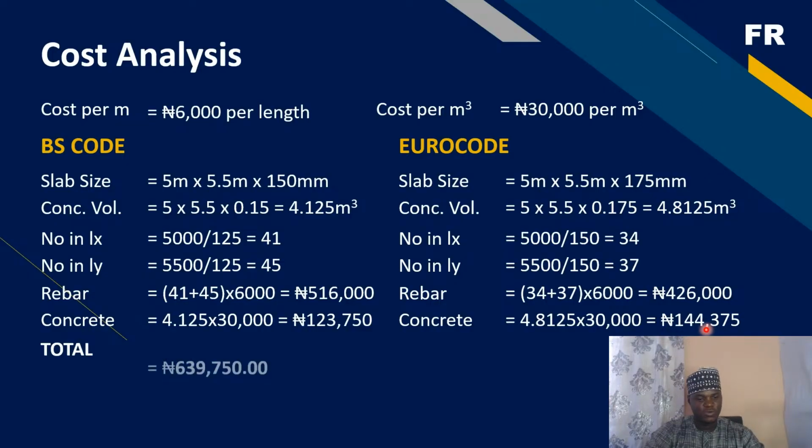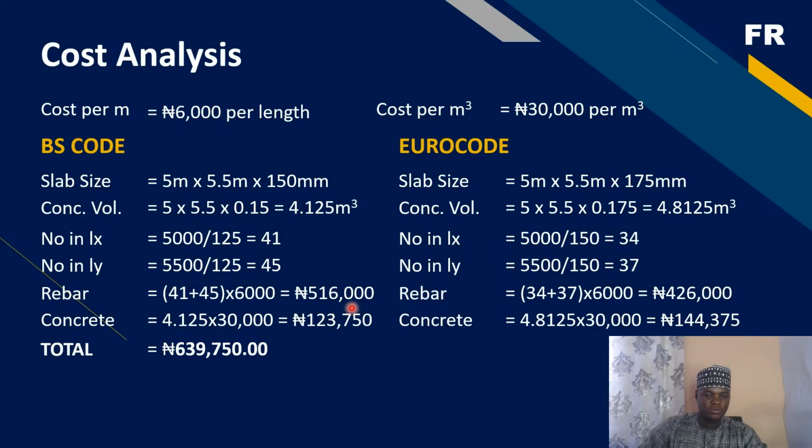So let's go with total cost. If you add up the cost of reinforcement and concrete, you have 639,750 for the BS code. And then for the Eurocode, the total cost is going to give us 570,375 naira. So you can see that even though the volume of concrete is higher, you are saving more on the reinforcement.